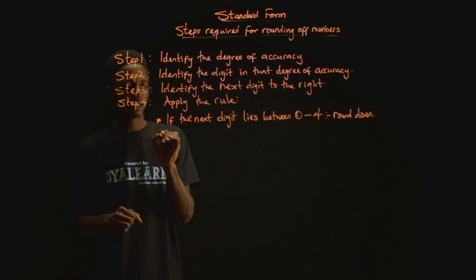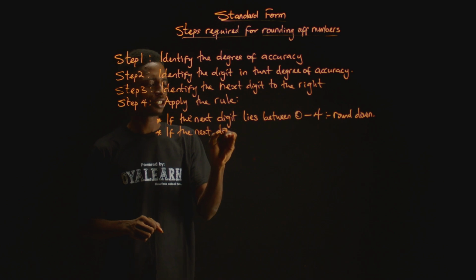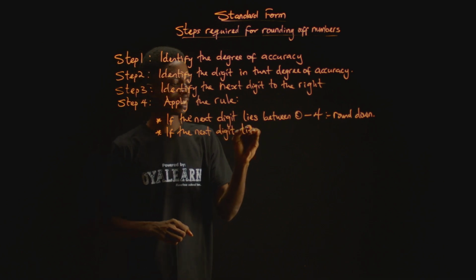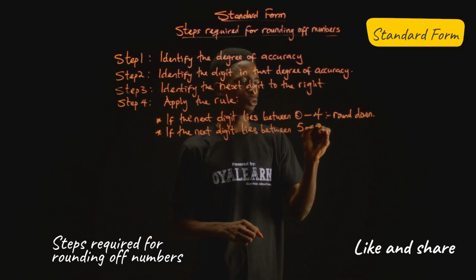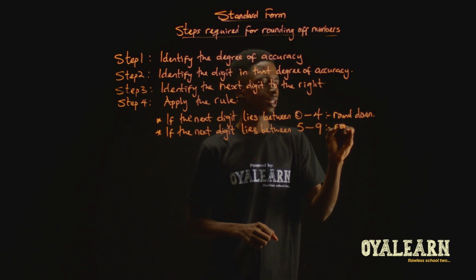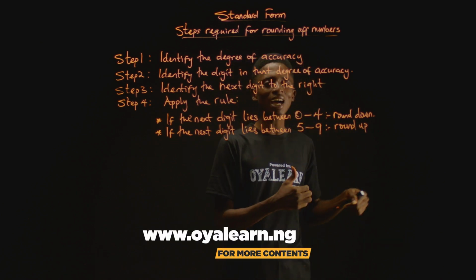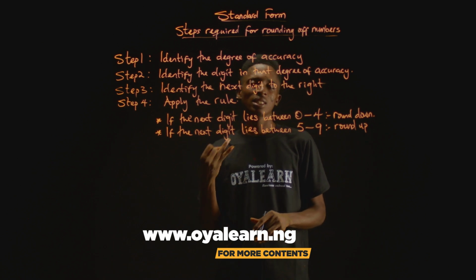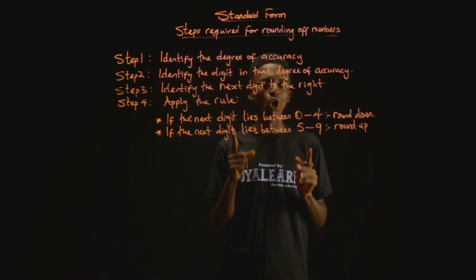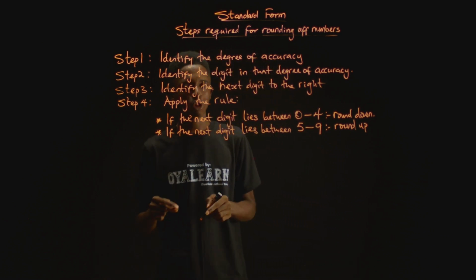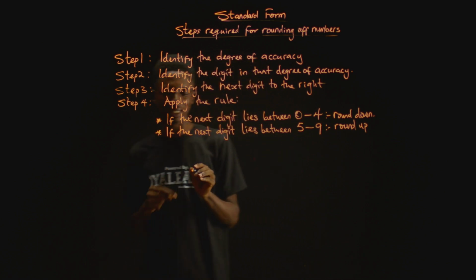Then, the second rule states that if the next digit lies between 5 to 9, we round up. Now what this means is that once the next digit after the degree of accuracy is either 5, 6, 7, 8, or 9, you would round up. And rounding up means you add 1 to the digit at the degree of accuracy. So let's look at this example now.